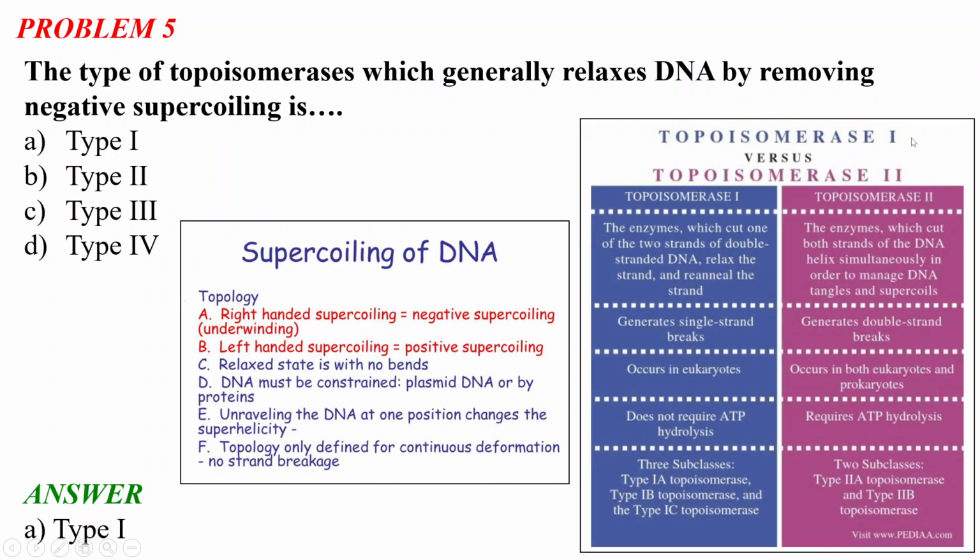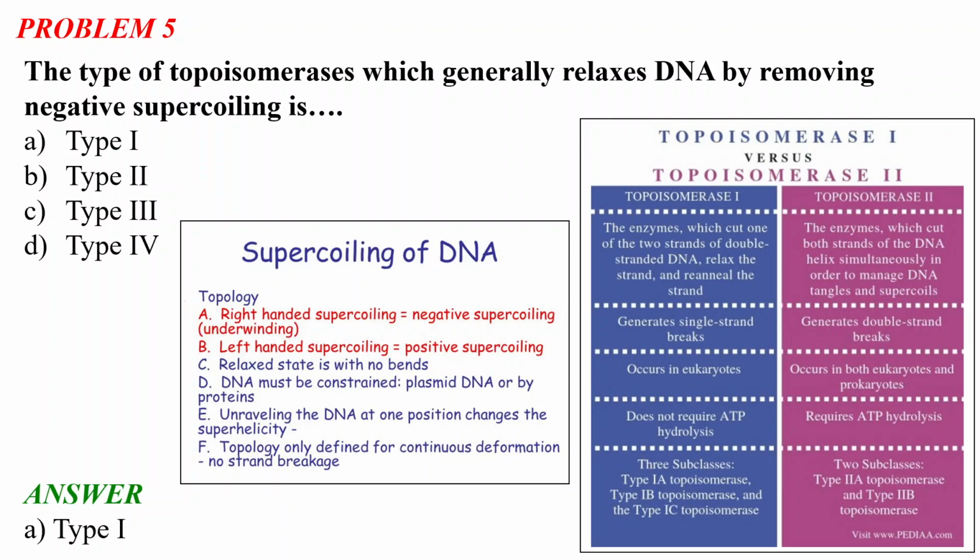So topoisomerase 1 and topoisomerase 2. There are two main kinds of topoisomerase, and we will just have a brief look at their comparison. Topoisomerase 1 are enzymes which cut one of the two strands of double-stranded DNA, relax the strand and reanneal the strand, okay. And topoisomerase 2 are enzymes which cut both strands of the DNA helix simultaneously in order to manage DNA tangles and supercoils, okay.